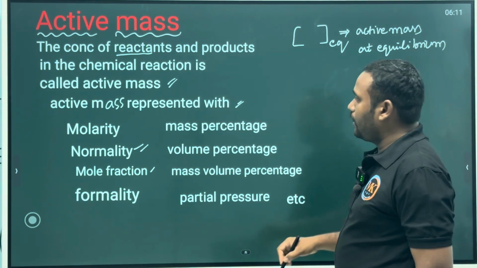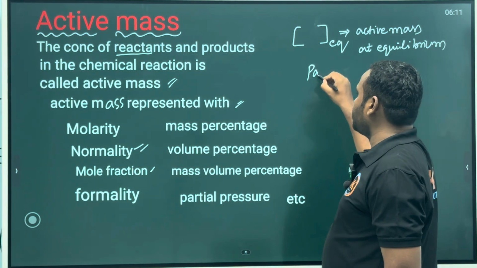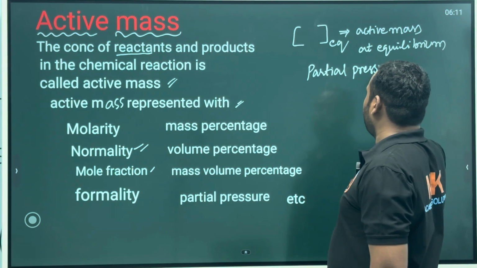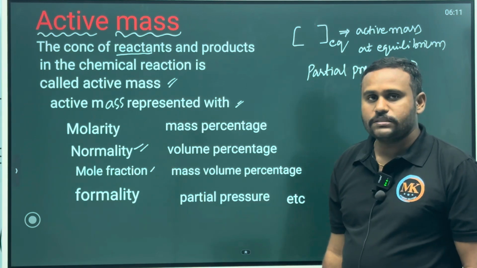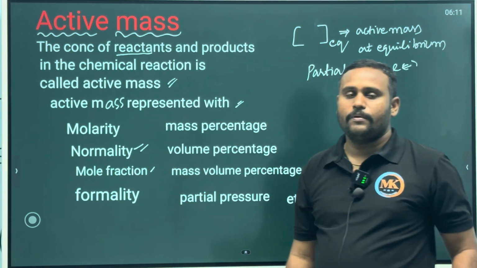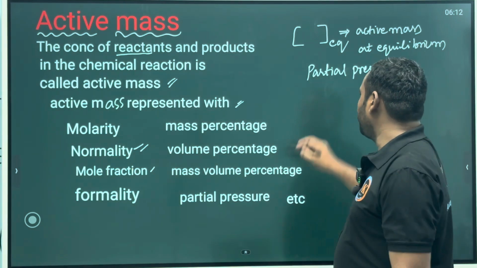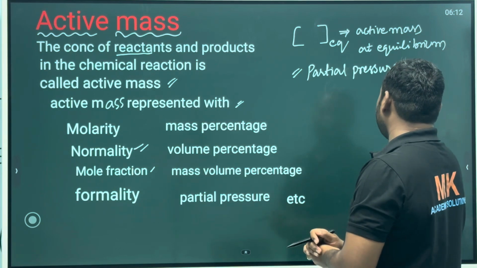Okay, and sometimes this active mass is also represented with what? Partial pressure. Partial pressure is important when gases are involved. Okay, right?